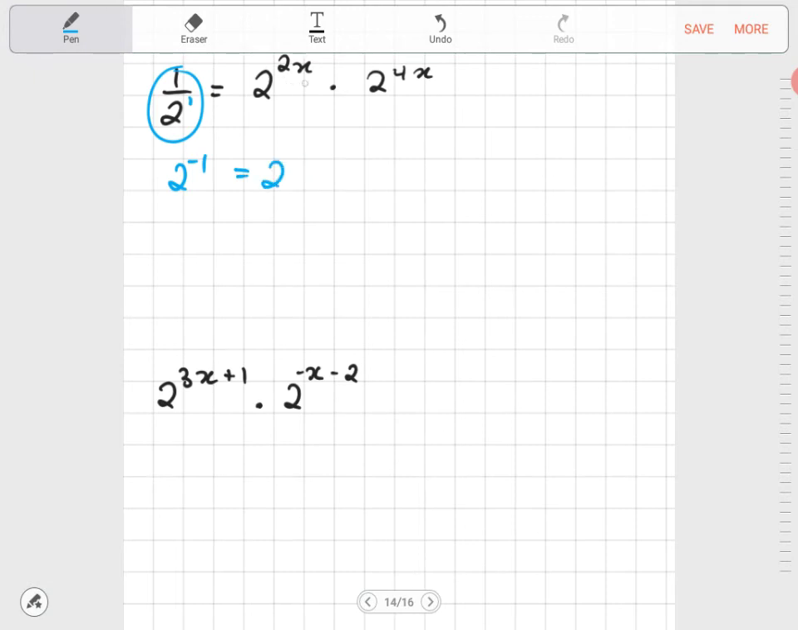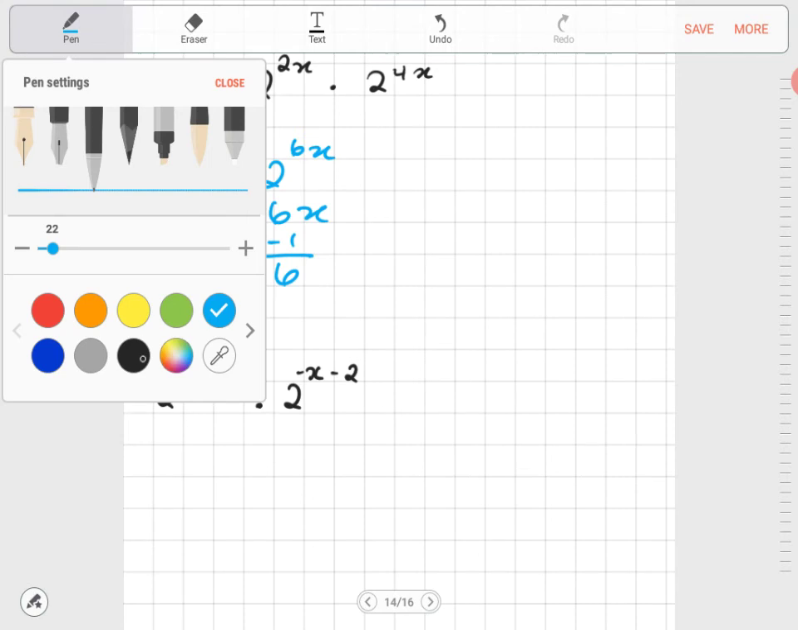So we have 2 lots of x plus 4 lots of x, so we're going to have 6 lots of x. So negative 1 is equal to 6x. So x is equal to negative 1 over 6. We have to divide both sides by 6. Right, lastly, I did not put in what it equaled.